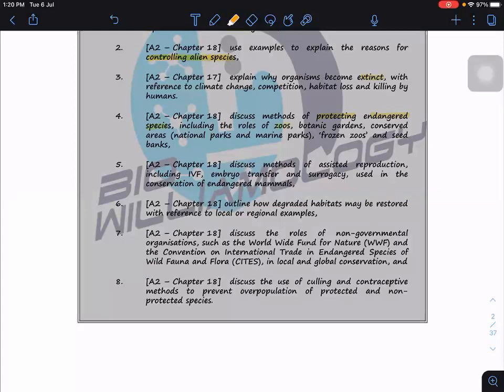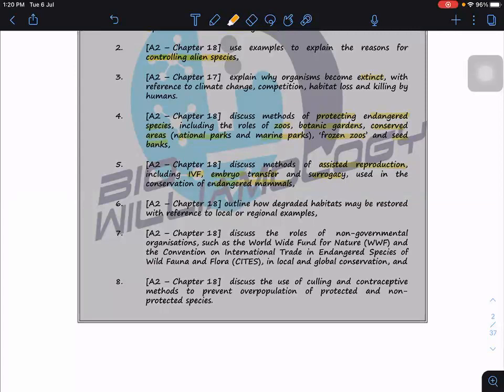With reference to the use of zoos, botanic gardens, conserved areas such as national parks and marine parks, frozen zoos, as well as seed banks. Then we're going to look at each of them. And also we'll look at endangered mammals particularly. We're going to look at the methods that can help in reproduction, what we call assisted reproduction, such as IVF, embryo transfer, surrogacy, and also frozen zoos, used in the conservation of endangered mammals.